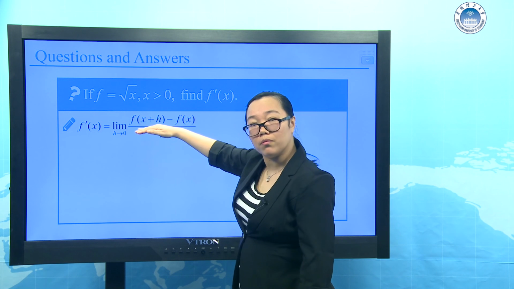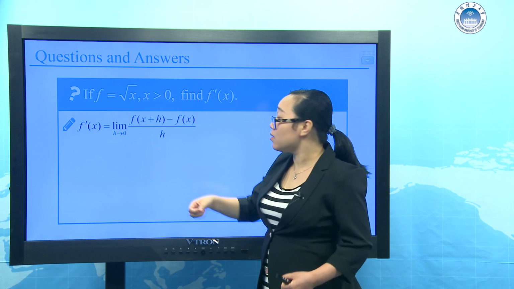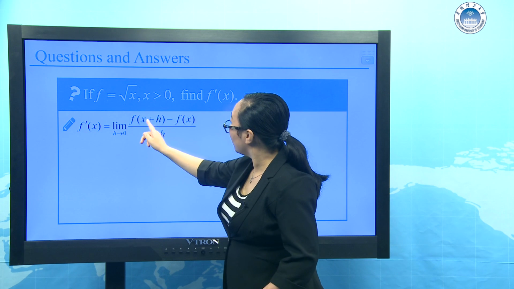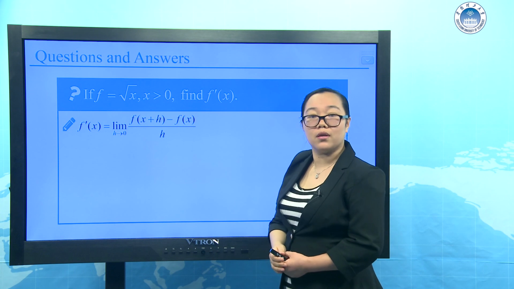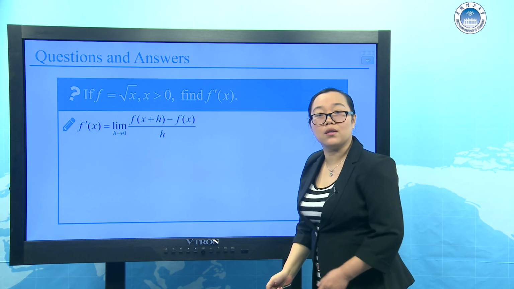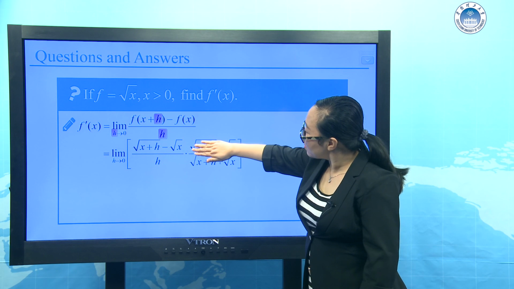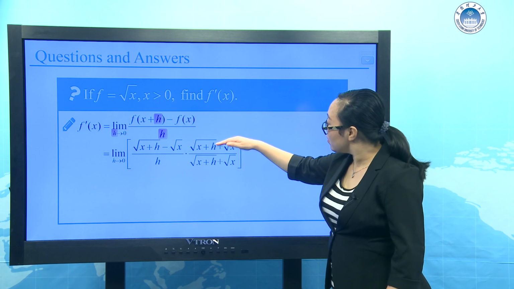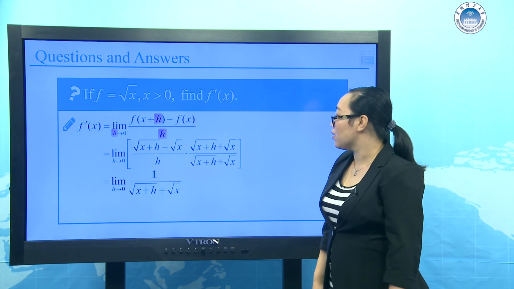How about this term? Who can tell me? What is our f(4)? Yes, f(4) means square root 4. So f(x plus h) means square root of (x plus h). So we can write it in this form, okay? Square root of (x plus h) minus square root x, over h. How to do this? Multiply something over something. So now look at, we can write it.